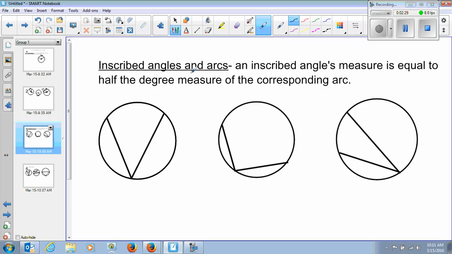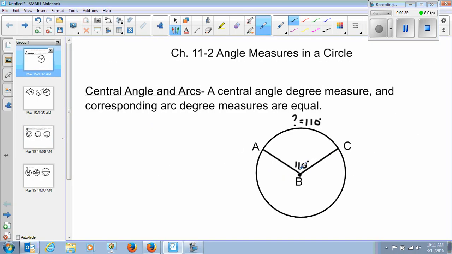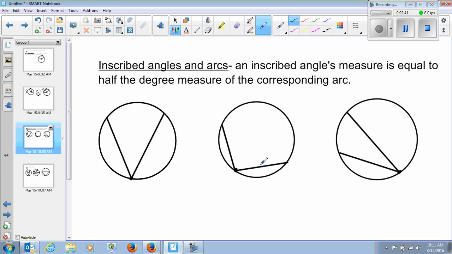Now we're talking about inscribed angles and arcs. An inscribed angle is an angle with its vertex actually on the circle. Okay, so it's a little different. Look back here. This is a central angle. This is an inscribed angle. So an inscribed angle, its measure is equal to half, very important there, the degree measure of the corresponding arc.